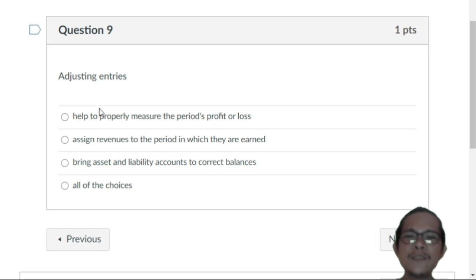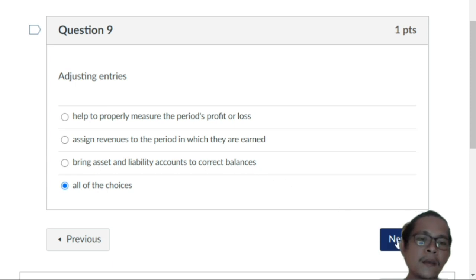Ang adjusting entries ba tumutulong para ma-measure ng tama yung profit or loss? That is correct. Does it also assign revenues to the period in which they are earned? That is also correct. Syempre, dalawa na yung tama. So, malamang all of the choices yung sagot dyan. Pero, yung pangatlo, basahin lang natin bring asset and liability accounts to correct balances. Yes, that is also correct.